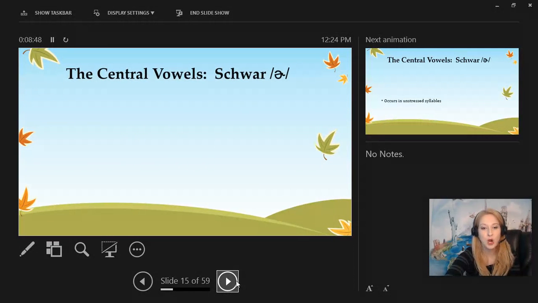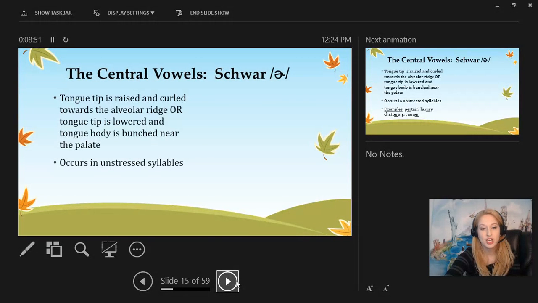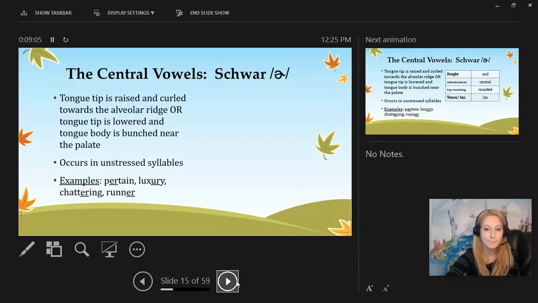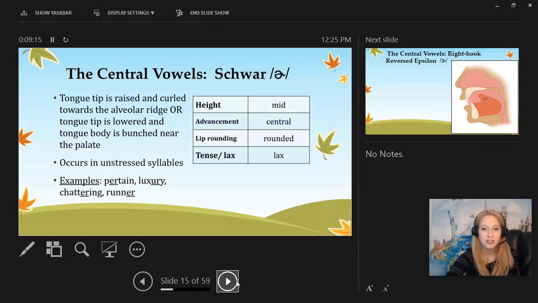Next we have the schwar. It occurs in unstressed syllables. The tongue tip is raised and curled towards the alveolar ridge, or the tongue tip can be lowered and bunched near the palate. For example, pertain, luxury, chattering, runner, the sound. So the height is mid, advancement is central, the lips are rounded, and it is a lax vowel sound.